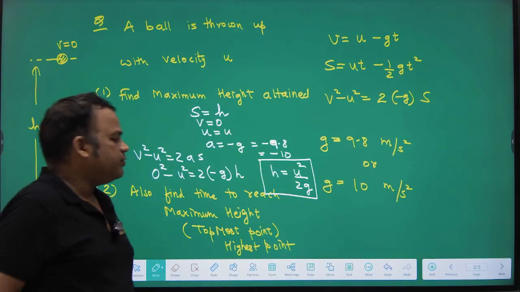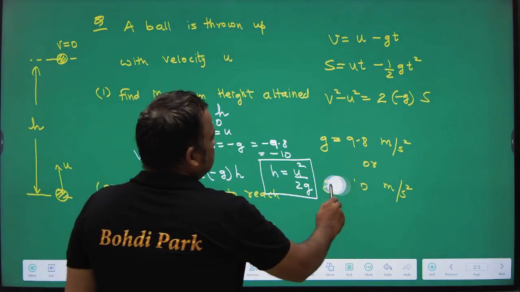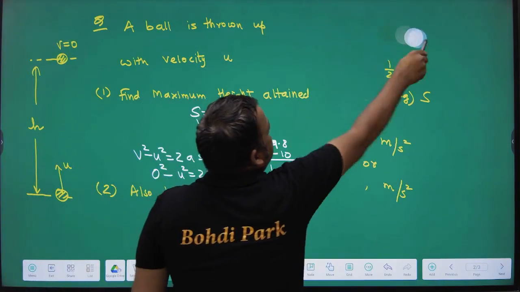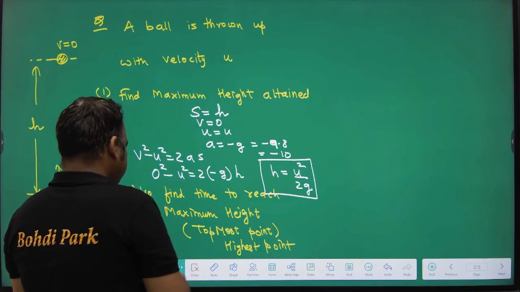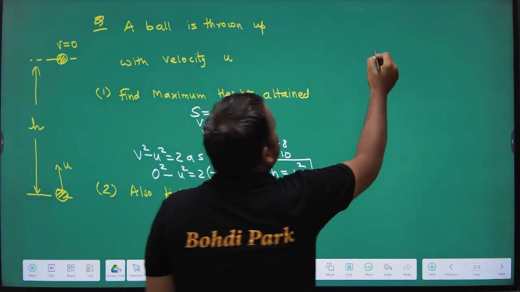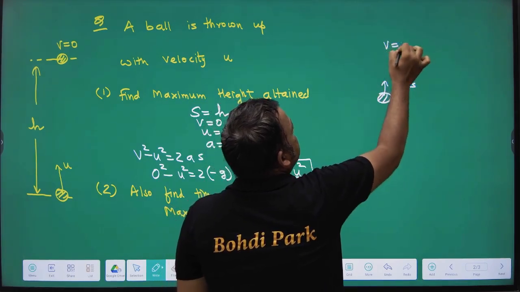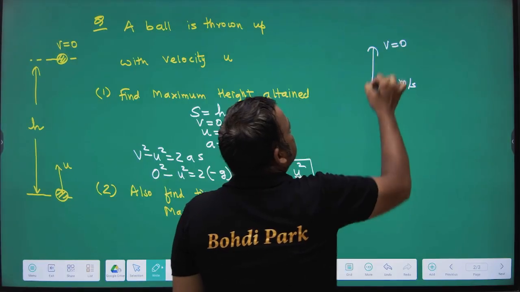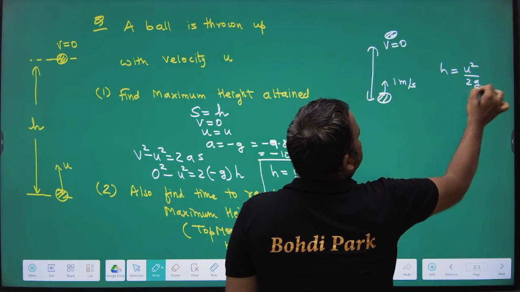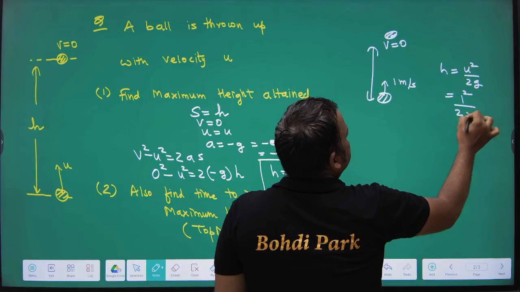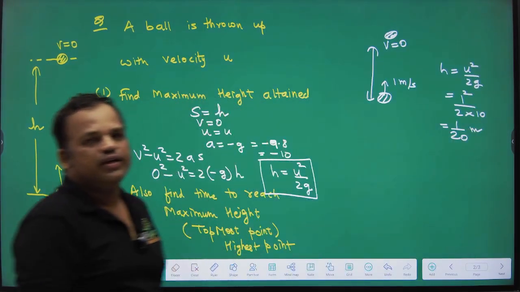So suppose if it is thrown with velocity 1 meter per second, how much height will it go? Let's calculate this using this formula u square by 2g. If it is thrown with velocity 1 meter per second, final velocity will be 0. So h will be equal to u square by 2g, that is 1 square by 2 into 10, so that is 1 by 20 meter.